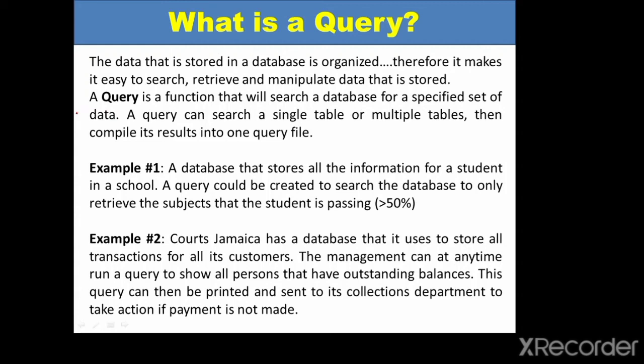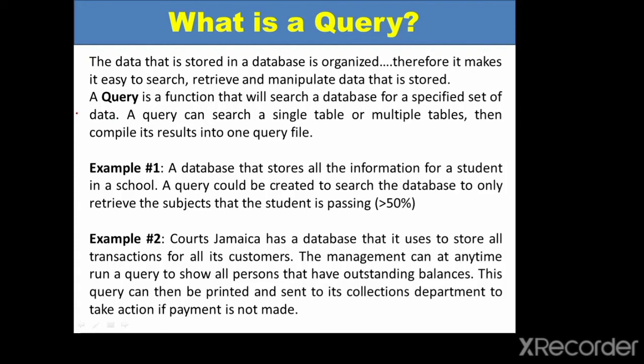For example, a database that stores all the information for a student in a school. A query could be created to search the database to only retrieve the subjects that the student is passing with 50% or more, or greater than 50%. Meaning that for the database that we have for you at school, we can look through the tables and create a query to identify all the persons that are passing maths with 50%, and that will search through the entire database, the entire tables, and it will identify only the persons that are getting greater than 50% in maths or whichever subject that we specified.